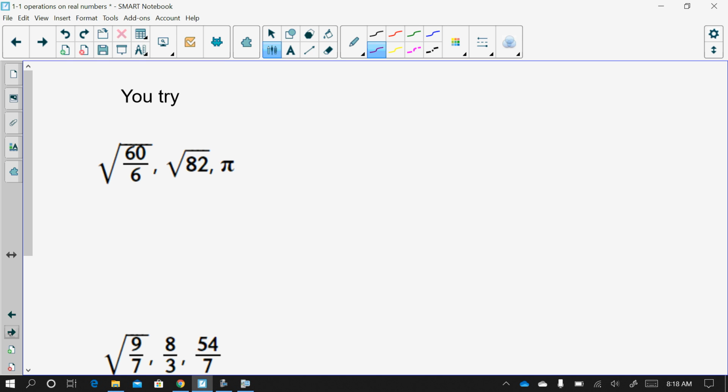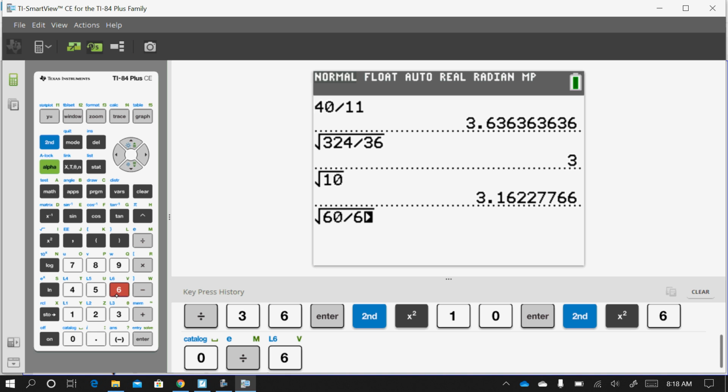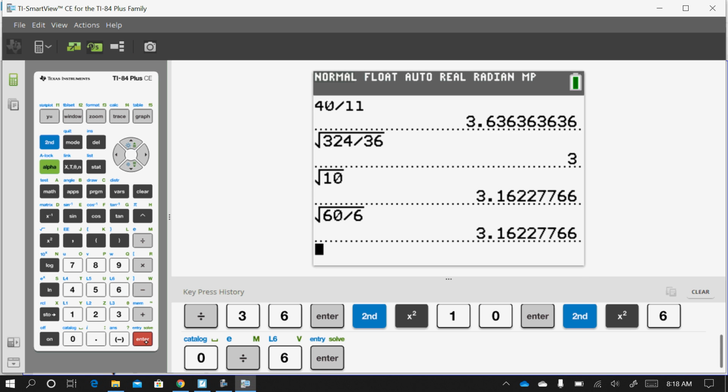You try. Please turn these to decimals, list them in order from least to greatest, and put them on a number line for me. Pause the video and try that. So 60 over 6, square root of that. Again, notice I have the over 6 inside the square root. That's just the square root of 10, 3.16.